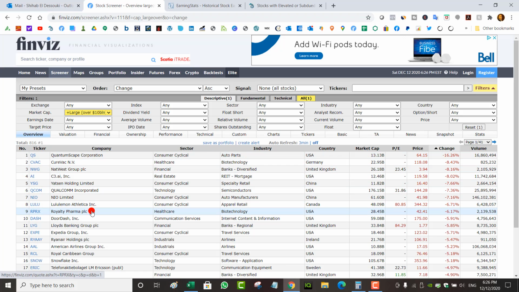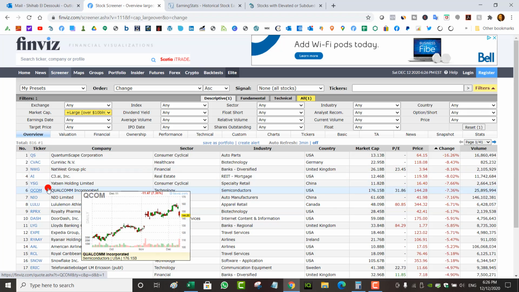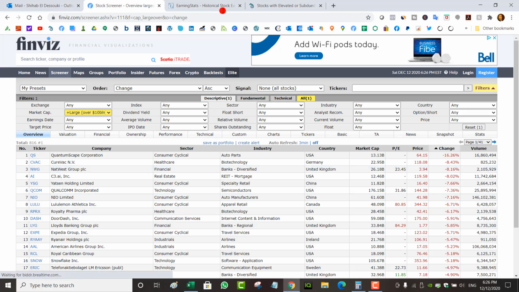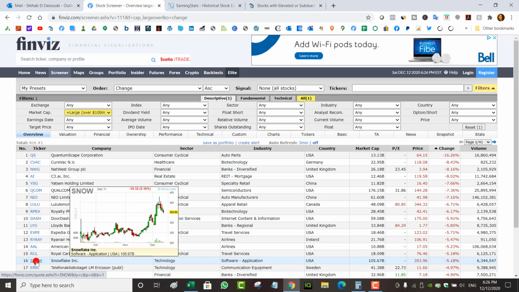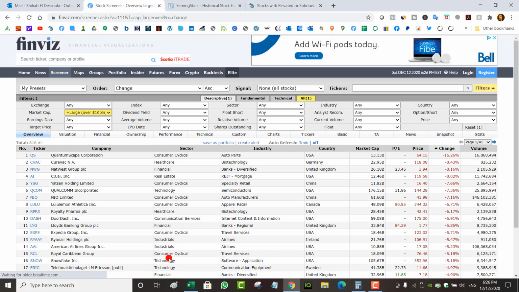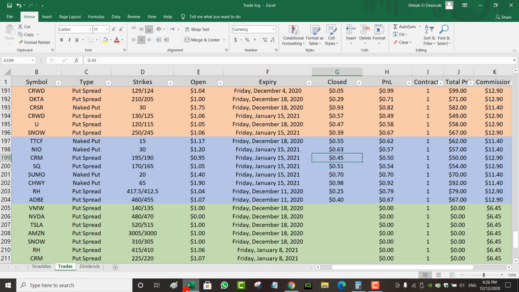I would look at what dropped hard, and I would try to do a put spread on it to see if I can collect at least $1 on a 5-point wide put spread at expected move. If that's the case, then I'll do it. At the same time, I'll check to see if it has high IV or not. Snowflake dropped, as you can see here, 5%. That's decent, and it has high IV. So that's a perfect candidate for me, which is why I have a put spread on it.